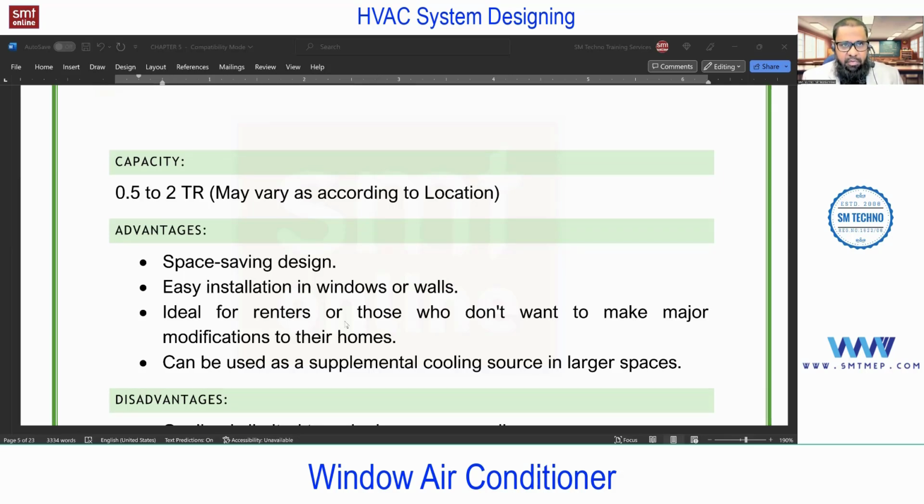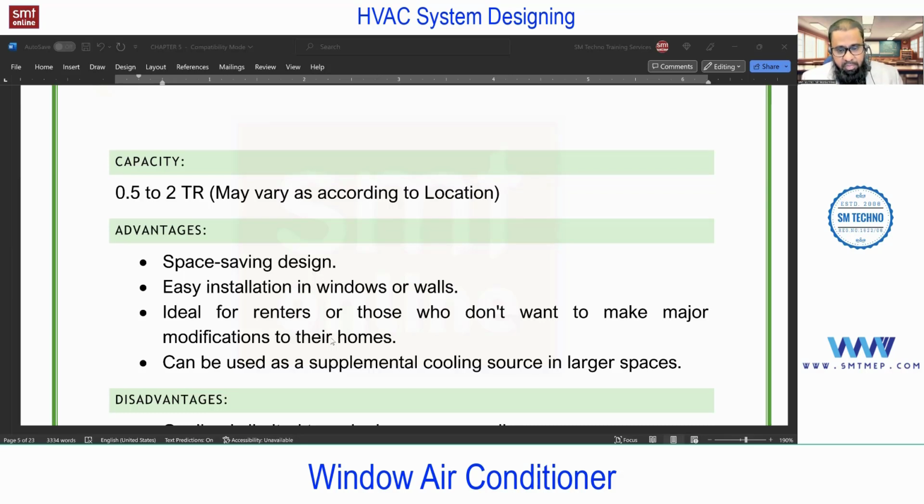And in an existing flat or existing home, if you want to go with the split, you'll find two units, indoor and outdoor. To run the pipes from indoor to outdoor, wall chipping is required. So that modification work is required as per the site condition. But in case of window, only an opening is required.